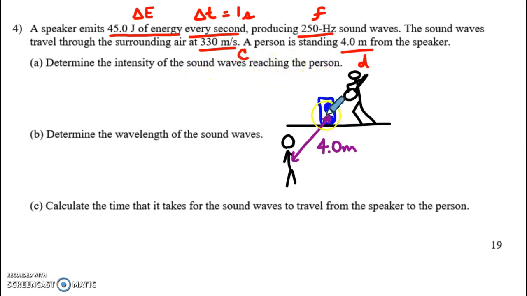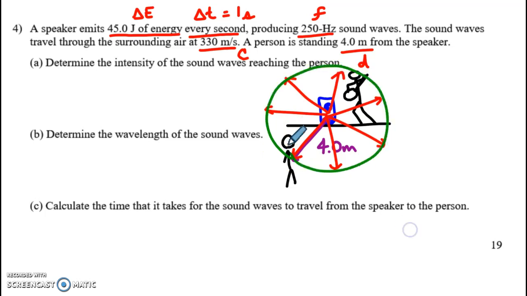Okay, determine the intensity of the sound wave reaching the person. Well, when the wave spreads out, it doesn't just travel toward the person. Waves, we know, are spherical. They go in all directions. So if it's traveling 4 meters to the person, it's traveling 4 meters in every direction. The wave spreads as a sphere. So 4 meters is not only the distance the wave has traveled to get to her, the listener. This 4 meters is also the radius of that sound sphere.